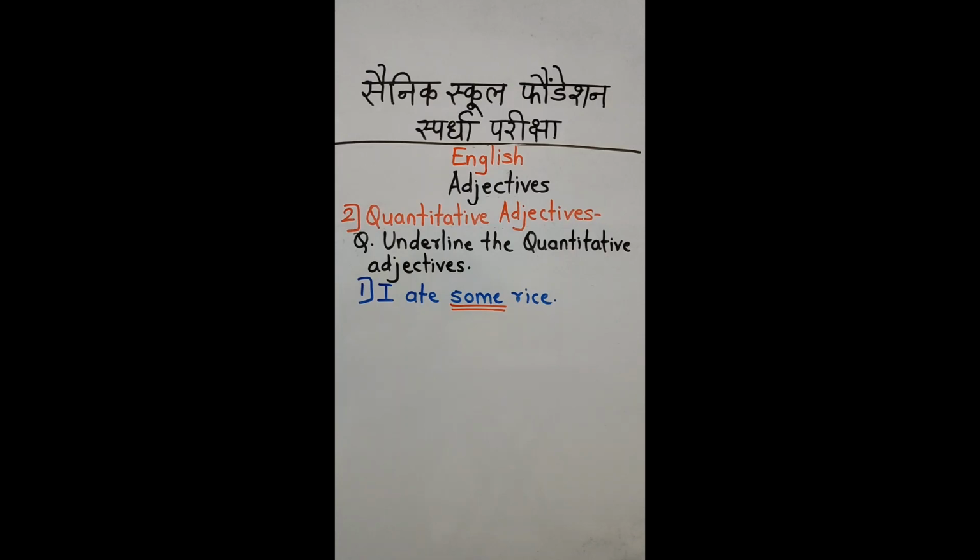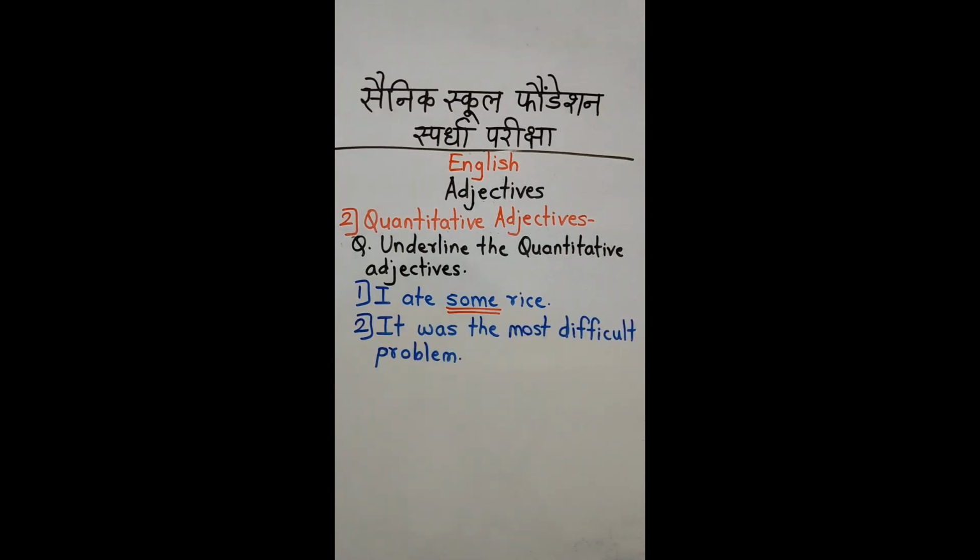The next example is, it was the most difficult problem. In this sentence the word most describes the amount of difficulty of the problem. That means here we should underline the word most, which is a quantitative adjective. The next example is, not a single boy is in the classroom. Here the word single denotes the number of boys in the classroom, meaning not even one boy is in the classroom. So here we should underline the word single, which is a quantitative adjective.